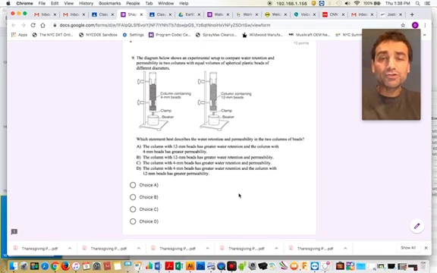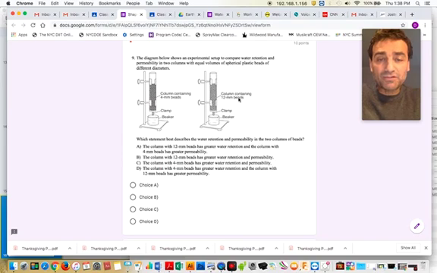The diagram below shows an experimental setup to compare water retention and permeability in 2 columns with equal volumes of spherical plastic beads of different diameters. So this one on the left has a column containing 4 millimeter beads, and the one on the right has 12 millimeter beads, so they're larger. Let's look at the question.